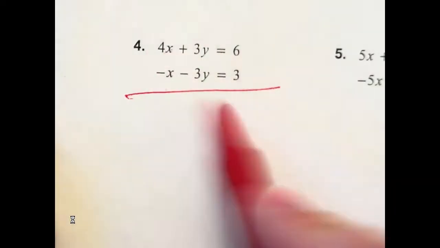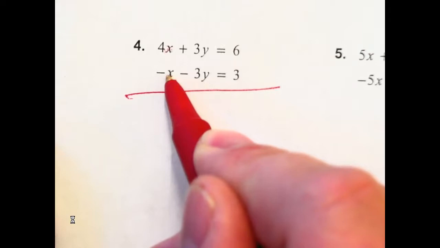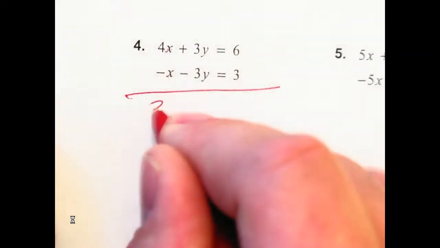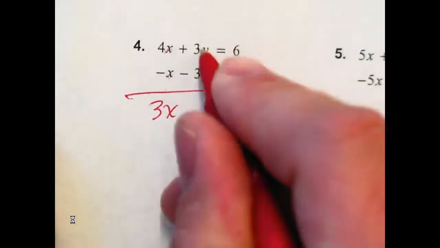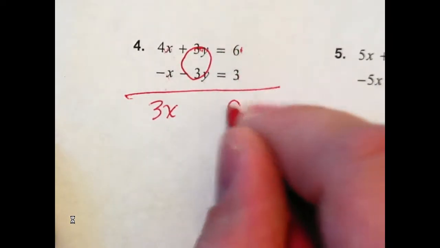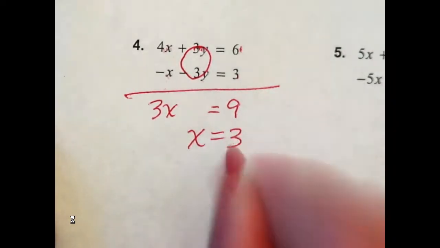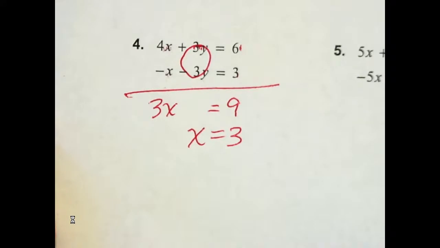So if I add number 4 up, these 2 things add up to what? That adds up to 3x. What's this add up to? 0. What's this part add up to? 9. So 3x equals 9. What's x? 3. See how quickly that goes?